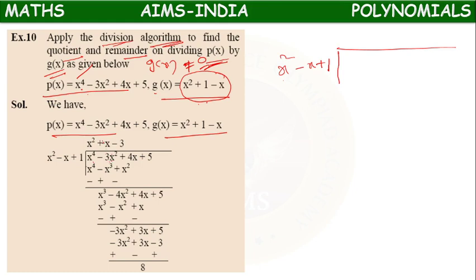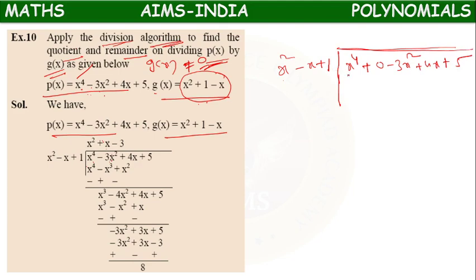Here the x cube term is missing. So x to the power of 4 is there. After that the x cube term is missing, we can keep 0 here. Next the x square term is there, minus 3x square. Next the x term, 4x plus 5. We can write like this.